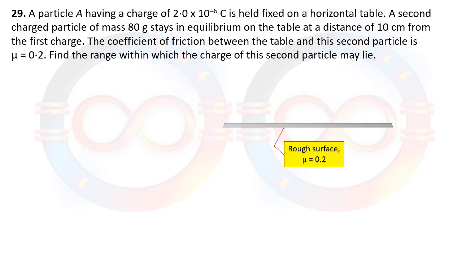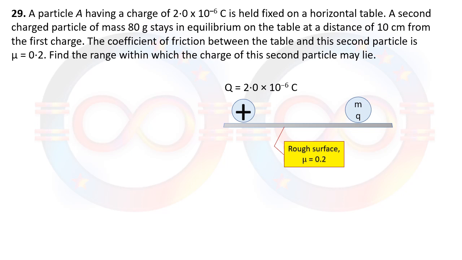The table is not smooth, it is rough, and the roughness is given as 0.2. That is the coefficient of friction. We know that if these two charges are being placed, there will be a certain amount of force of either repulsion or attraction. Attraction also possible, repulsion also possible. But in the given question, it is saying that the other particle is going to stay in equilibrium. The mass is 80 gram.